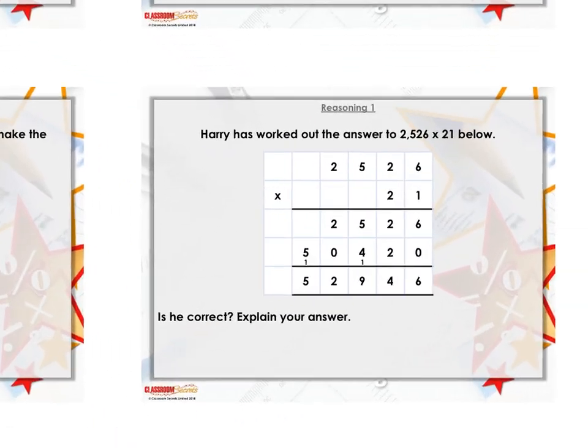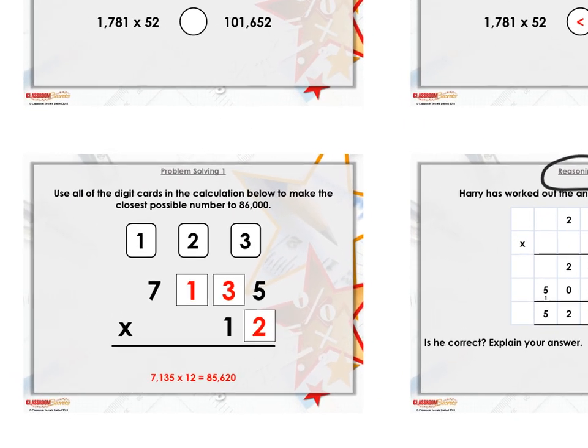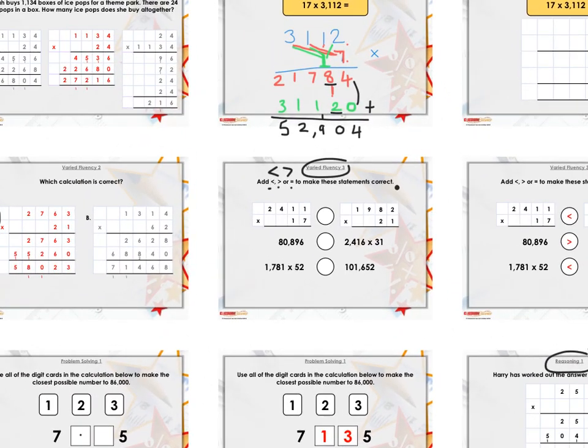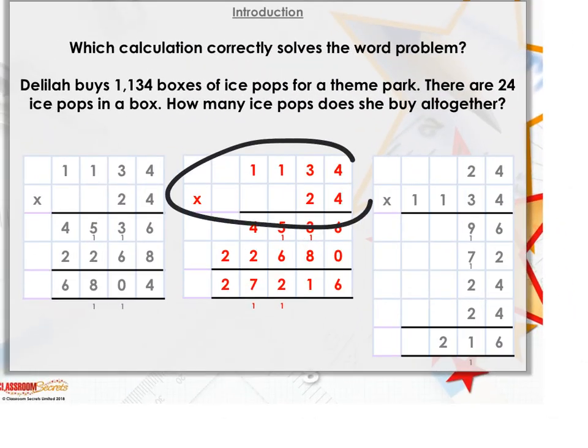I'm not going to go on to the reasoning ones today. On Wednesday we're going to look at a little bit more when it comes to reasoning with multiplication. Today what I really want you to focus on is being really confident when using column multiplication, so questions like that.